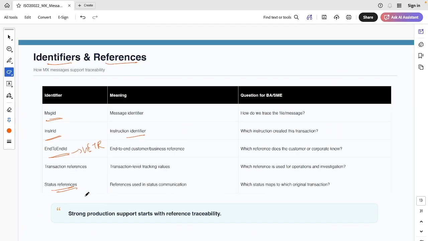For requirements and testing, always ask which ID. Which ID is generated by what system? Which ID is mandatory? Which ID must remain unchanged? Which ID is used by operations, investigations, customer servicing, and reconciliation? These questions prevent many production issues at a later time.